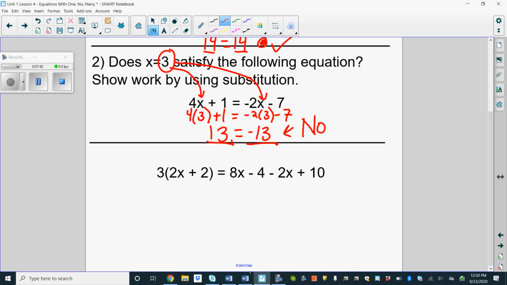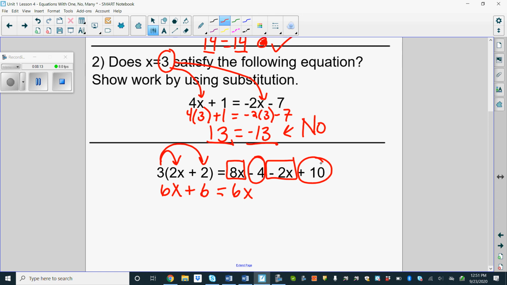And this bottom one, basically, this was from a Regent. We just want to have you practice again. So we're going to start by doing our distributive property, and we have 3 times 2x is 6x, and 3 times 2 is 6 equals. Now on this side, we have 4 terms. So I see an 8x, I'm going to put a box around, and a negative 2x. When I combine an 8 and a negative 2, it is 6x. Now I also have a negative 4, I'm going to put a circle around, and a 10 to show they're like terms. Negative 4 plus 10 is plus 6.